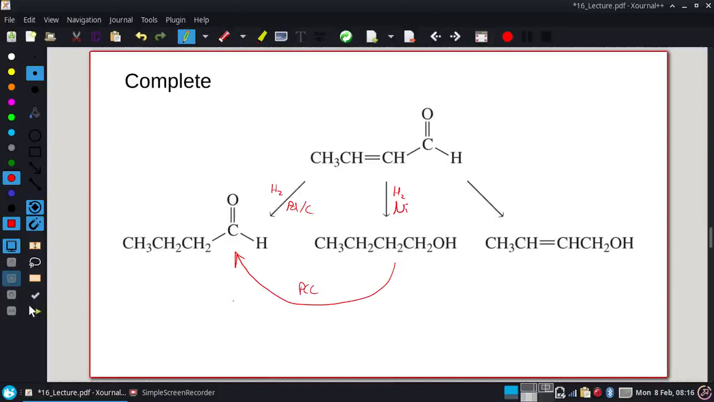Now the last one's a little bit more interesting because we do have means to actually reduce just the aldehyde, and that was that sodium borohydride. Going to follow that up with a little bit of H3O plus, and we could actually react the carbonyl part and not anything else.